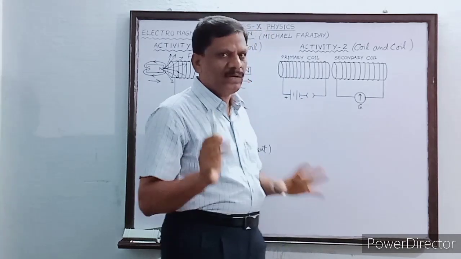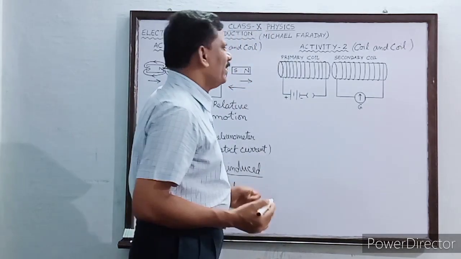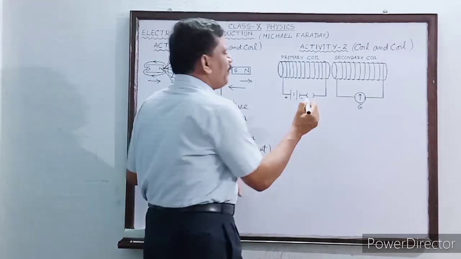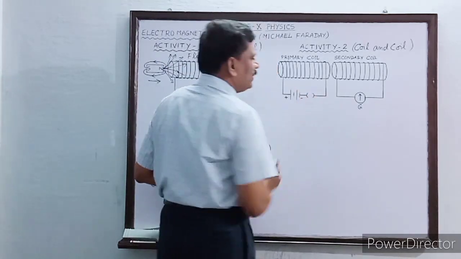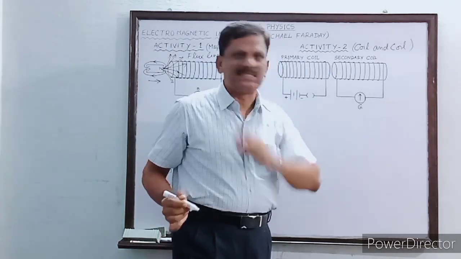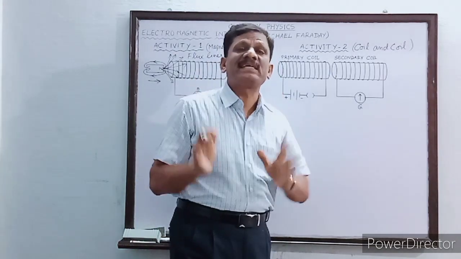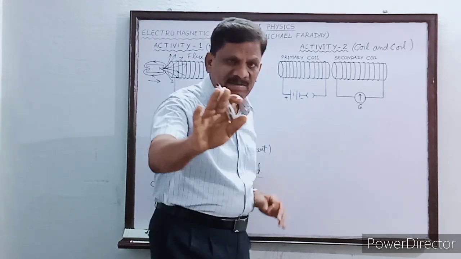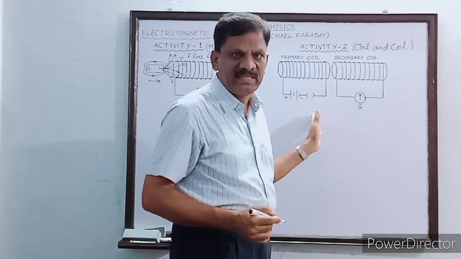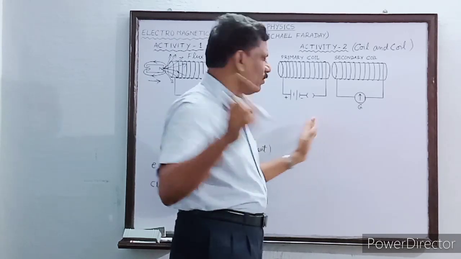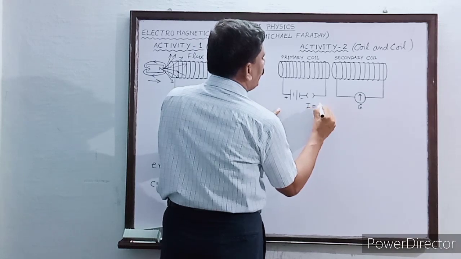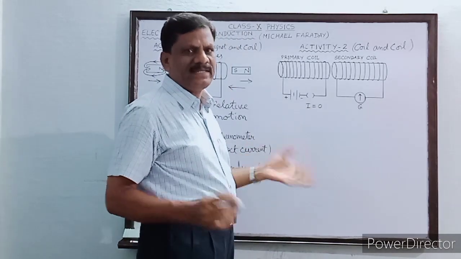Now here I will just plug in the key. When I plug in the key, what is going to happen? The moment I plug in the key, current will start to flow, but it will not attain the maximum value immediately. For example, when the key is open, what is the current flowing in the circuit? Zero. So I equal to 0 because the key is open.